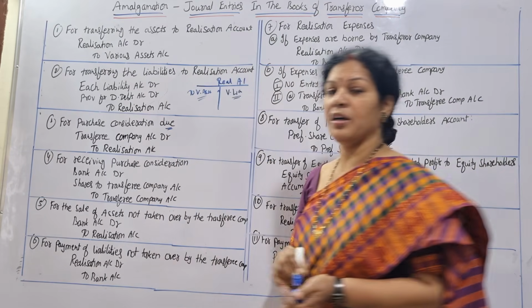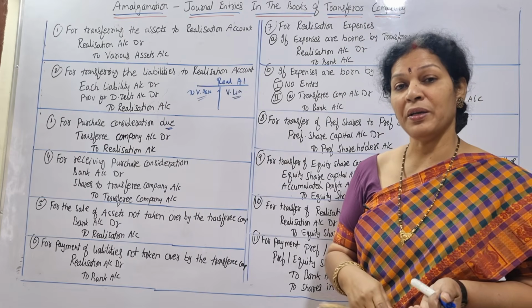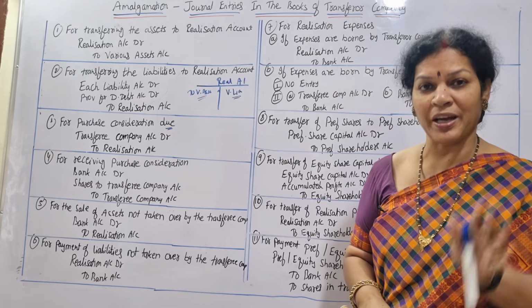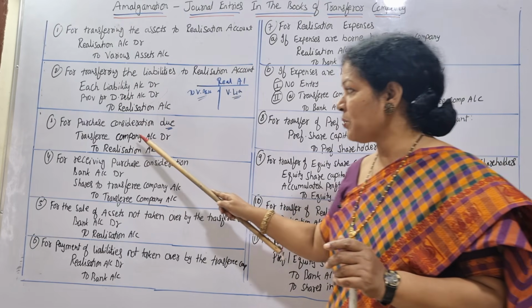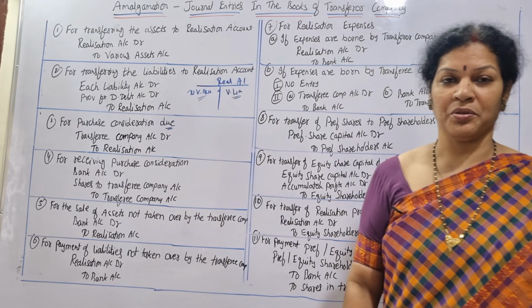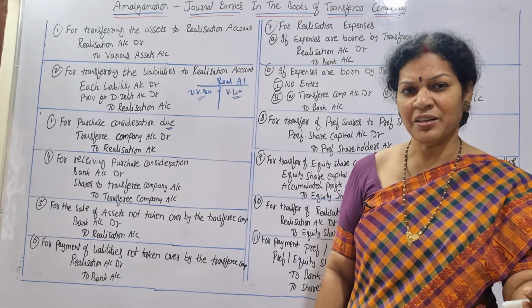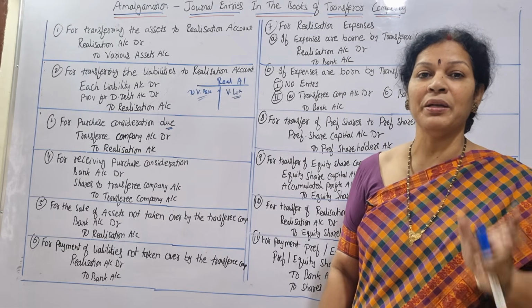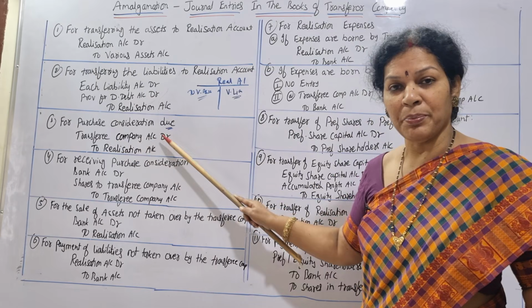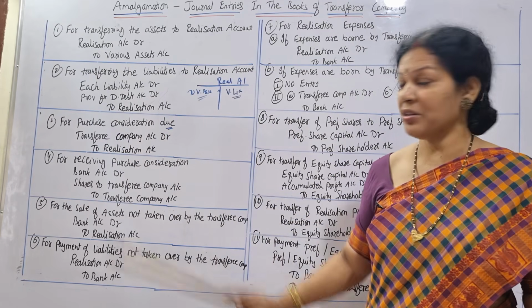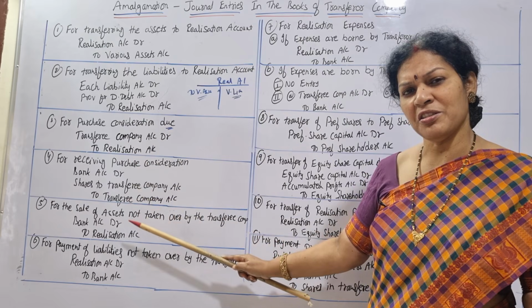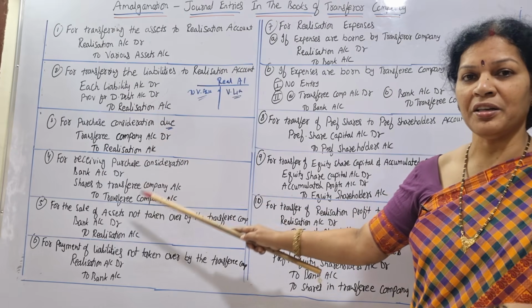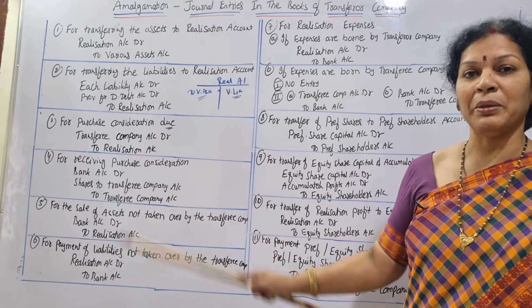Now the third one, for purchase consideration due. This is due. Purchase consideration due. Who has to pay? Transferee. Who is purchasing the company? Transferee. So transferee has to pay. For due, transferee company account debited to realization account. Whenever a due entry is there, from whom you have to get, that company or that name will be debited. So in the same way, transferee company account debited to realization account. This is due. For receiving purchase consideration, always due is one entry, and actual receipt, whatever you are receiving, will be another entry.